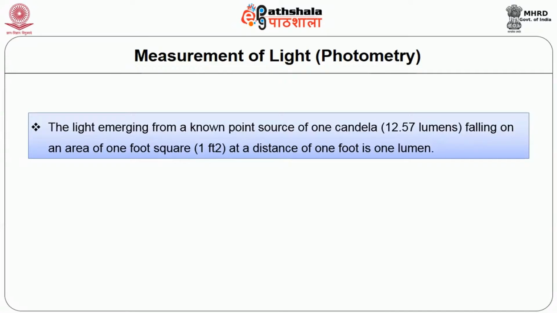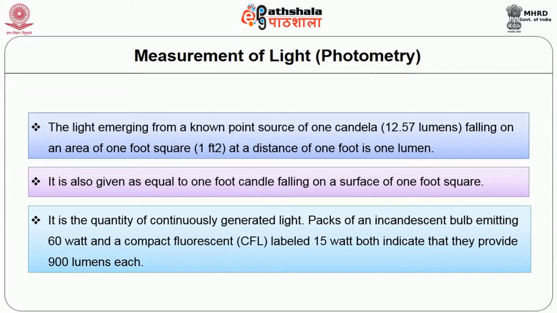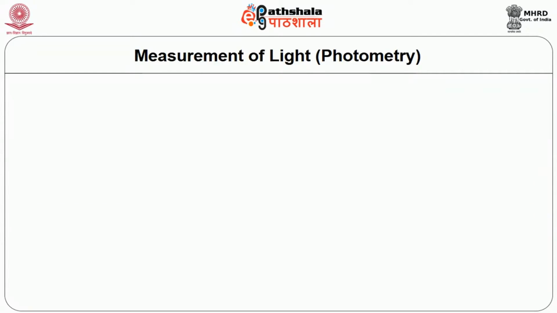The light emerging from a known point source of one candela, 12.57 lumens, falling on an area of 1 square foot space at a distance of 1 foot is 1 lumen. It is also given as equal to 1 foot candle falling on a surface of 1 foot square. It is the quantity of continuously generated light. Packs of an incandescent bulb emitting 60 watt and a compact fluorescent labeled 15 watt both indicate that they provide 900 lumens each. Therefore, this is a measurement of light versus area.